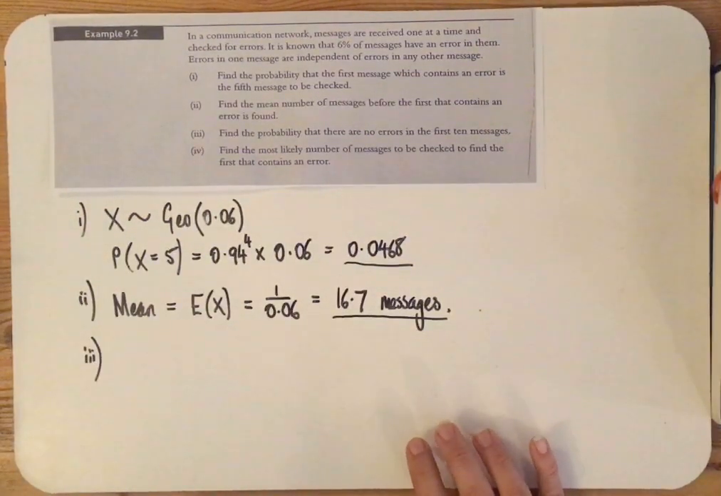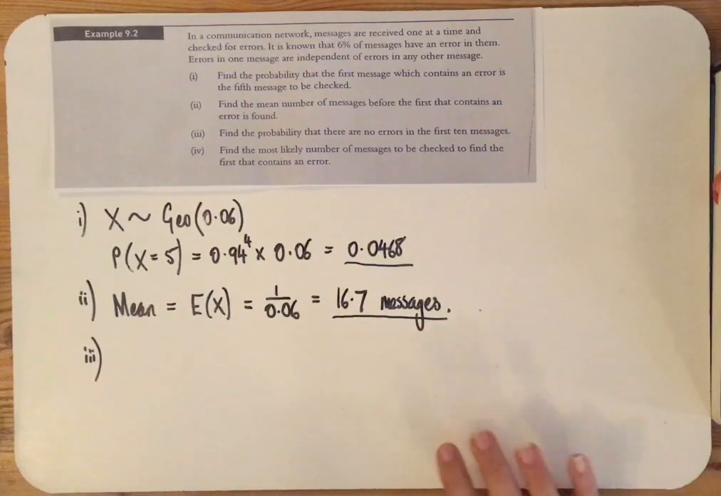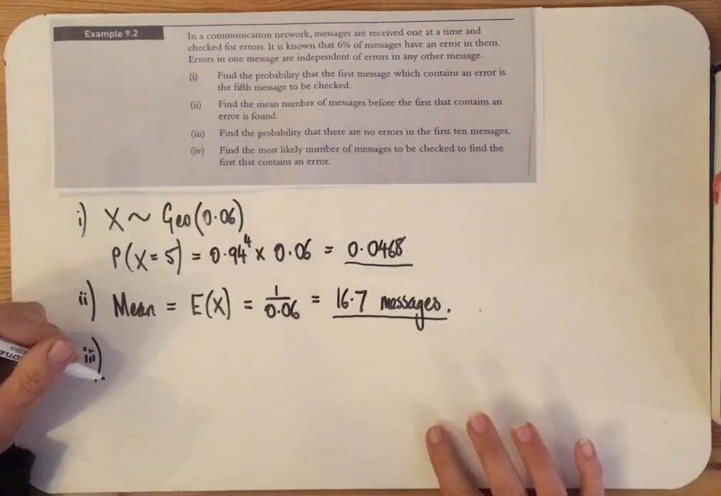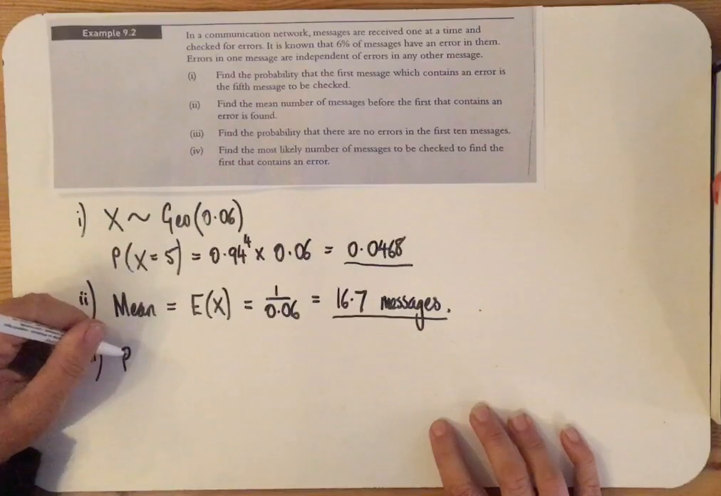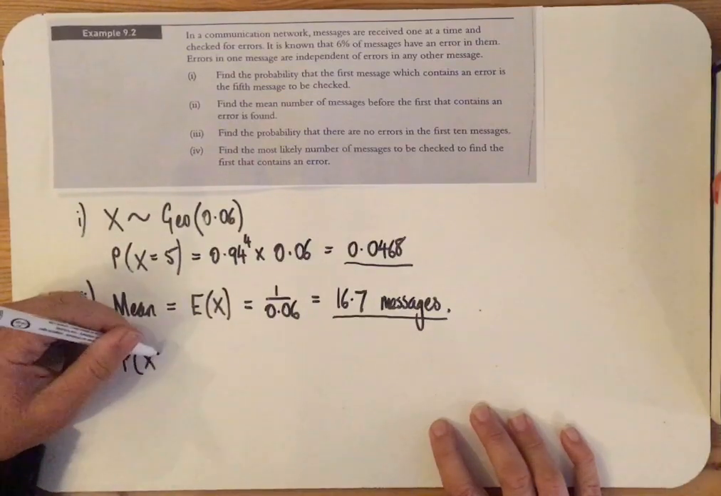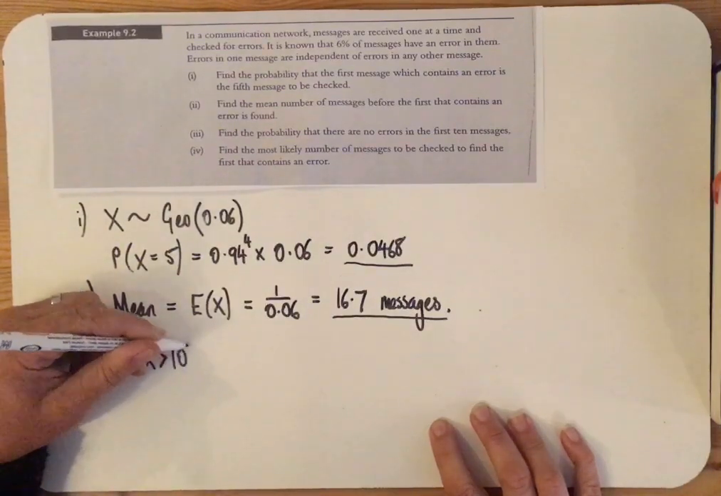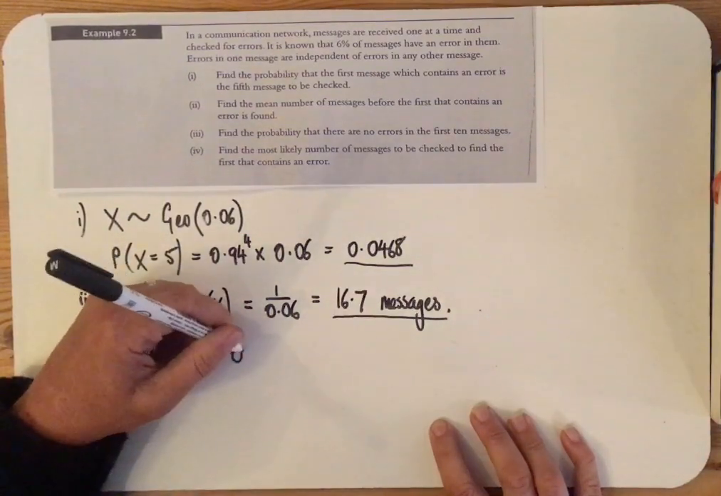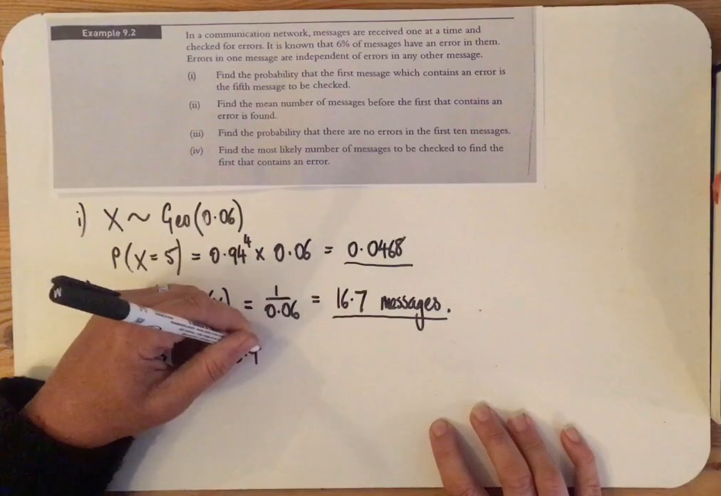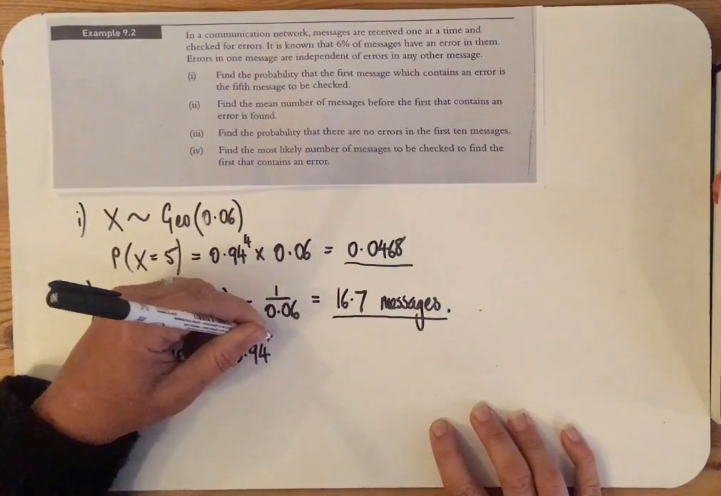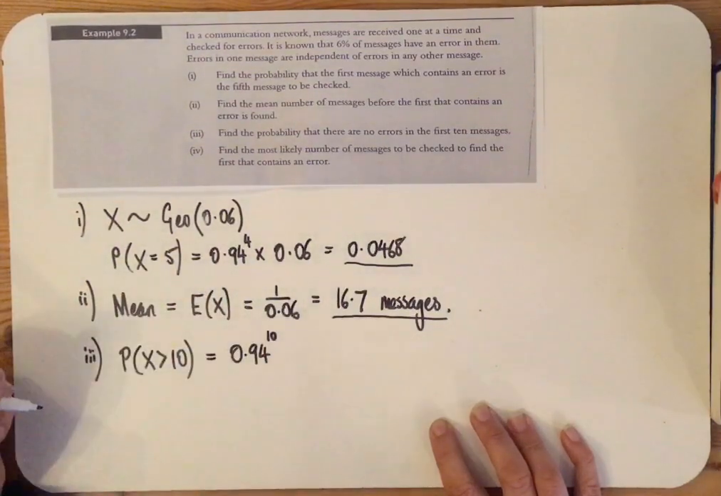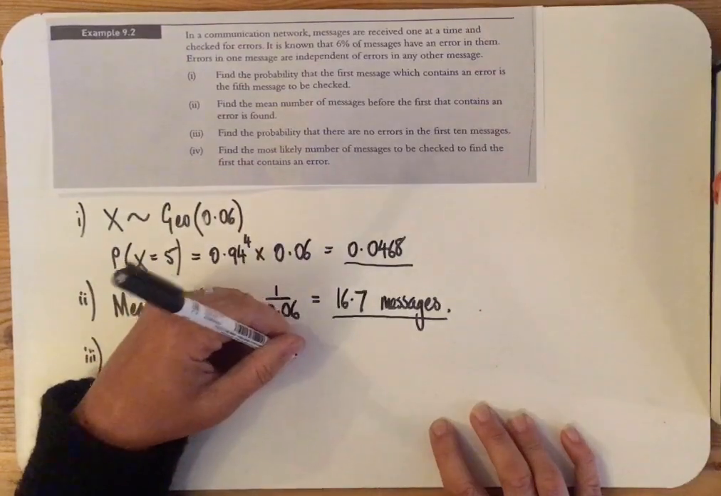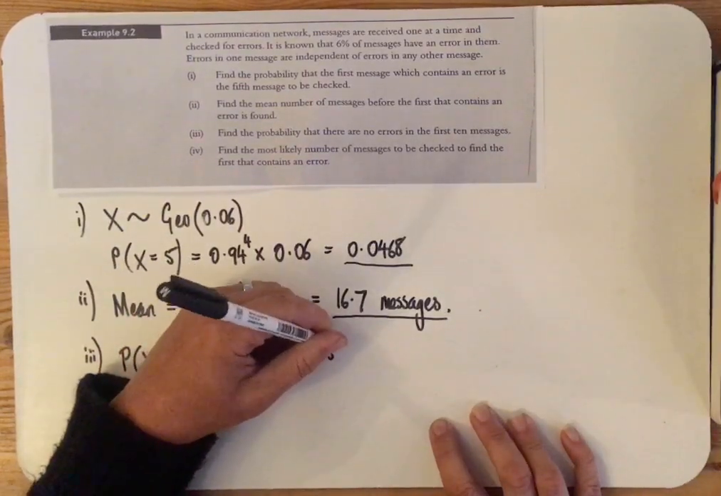Next bit, we want to find a probability that there are no errors in the first 10 messages. That means your first success will come after the 10th. So it's the same as the probability X is bigger than 10. The probability you have no successes in the first 10 is 0.94 to the power 10. So that should feel okay. 0.539.